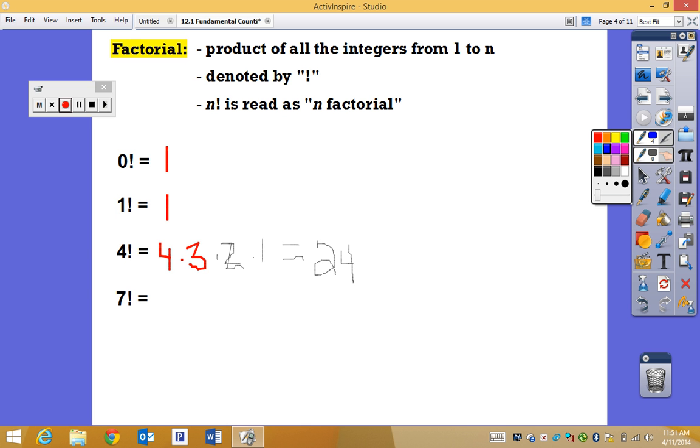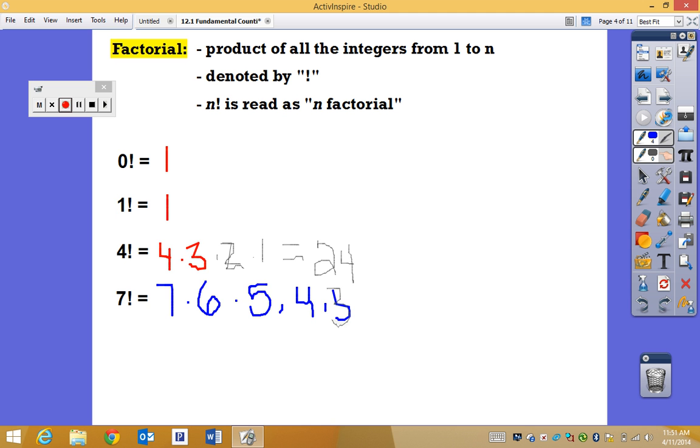And then if we have 7 factorial, that's going to be 7 times 6 times 5 times 4 times 3 times 2 times 1, and that equals 5,040.